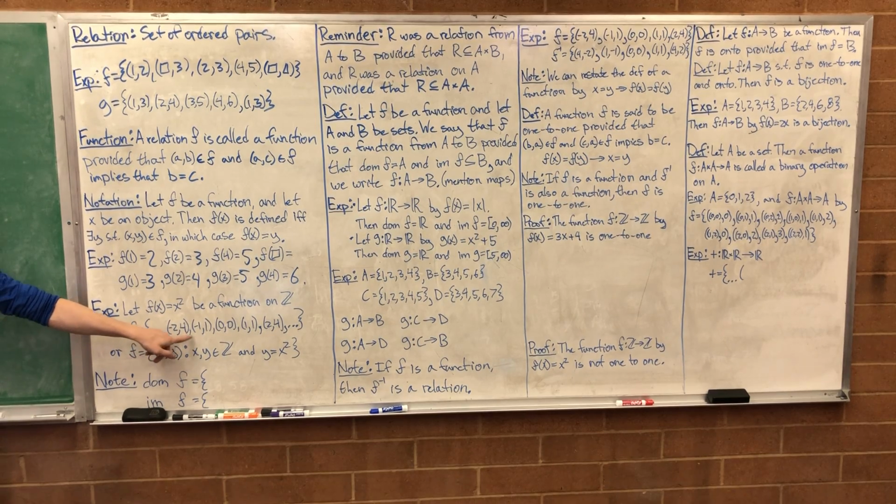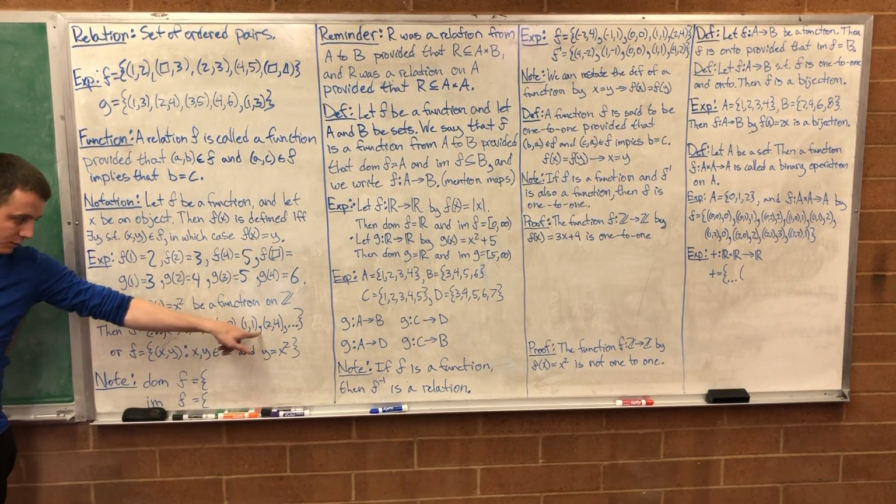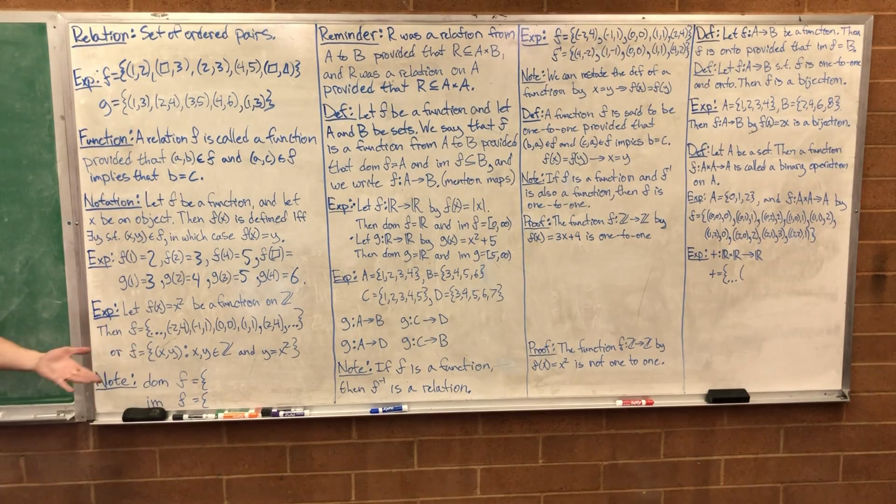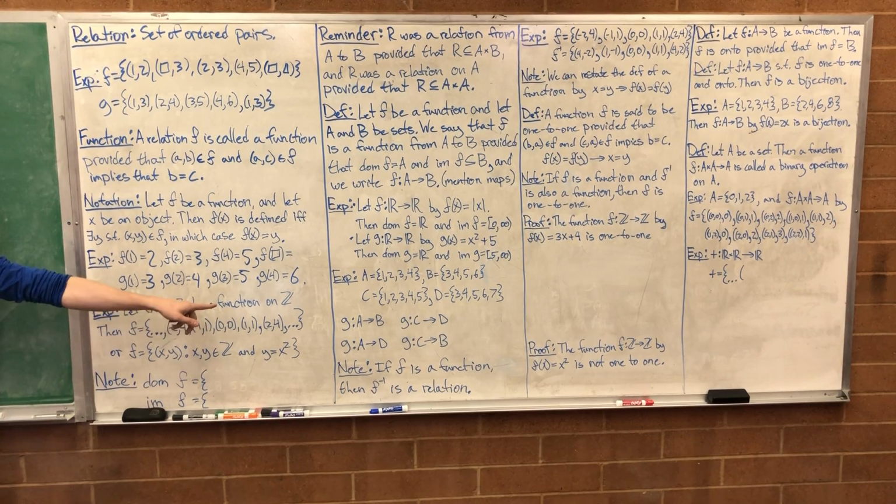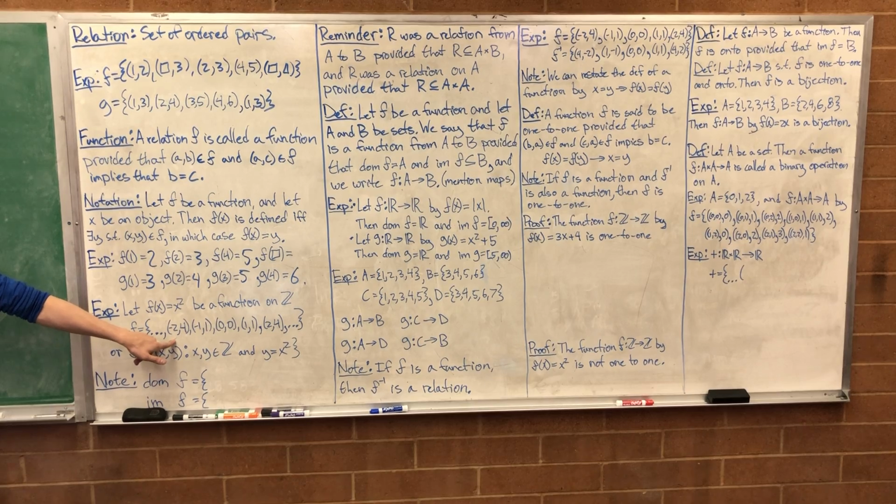Negative 2's paired with 4, negative 1's paired with 1, 0's paired with 0, 1's paired with 1, 2's paired with 4, etc. So that's what we mean by this shorthand notation. When I say let f of x equals x squared be a function, I'm saying this is shorthand for this infinite set, so that we don't have to write it out. In case there's any ambiguity, here's the exact set we're talking about.